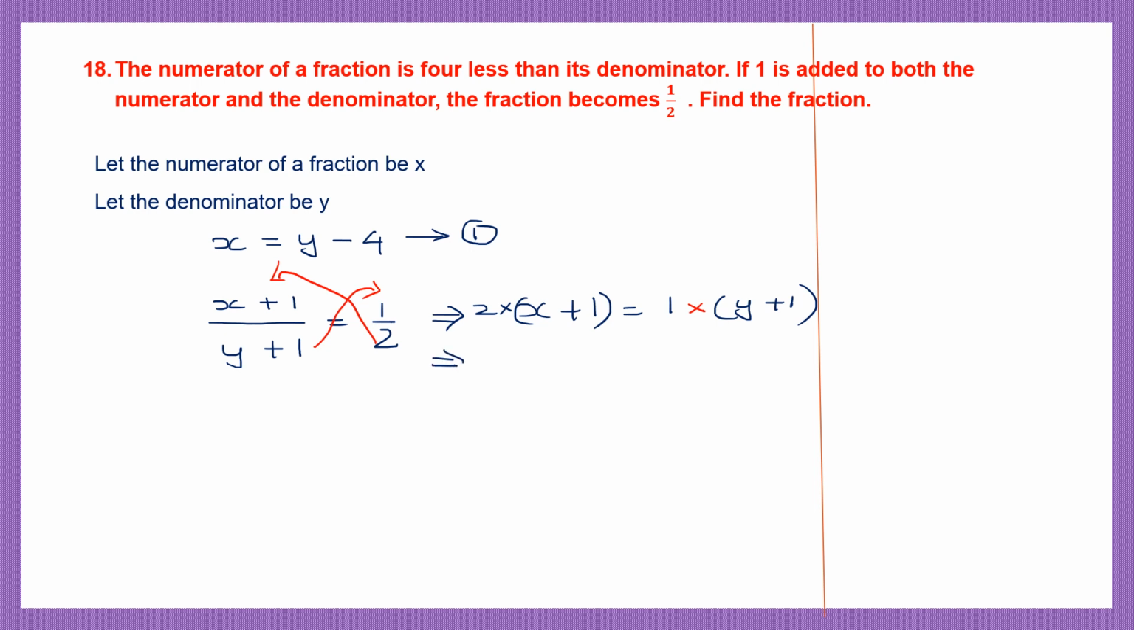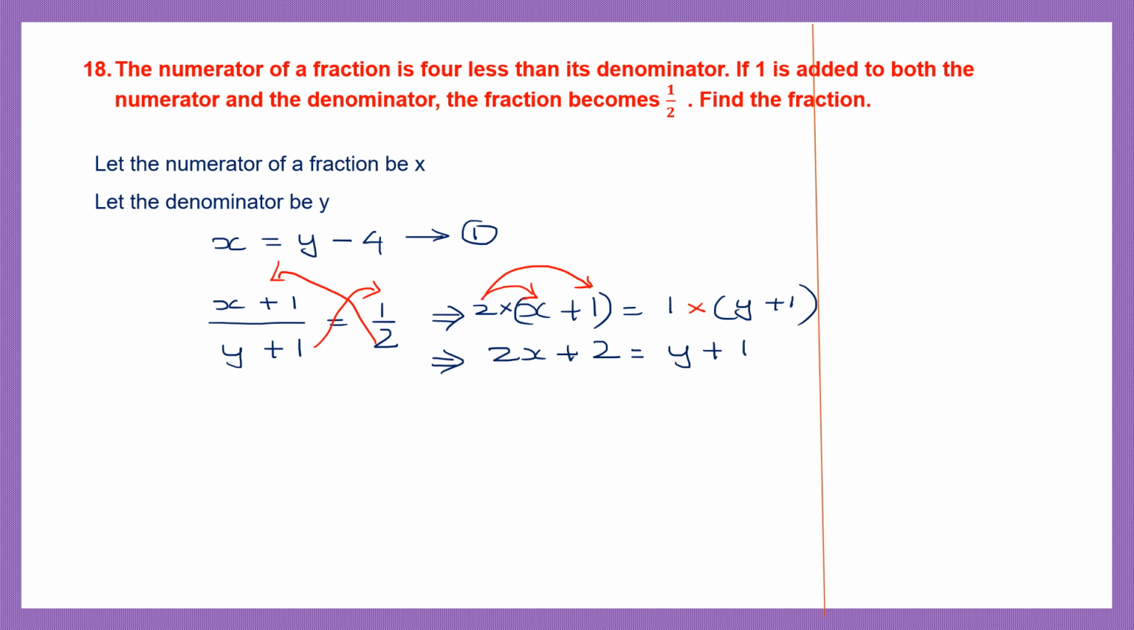So now let's open the brackets. Now first we have to do 2 into x and then we have to do 2 into 1. So 2 into x is 2x plus 2 into 1 is 2. Now on the other side we have 1 into y plus 1. So 1 into anything will give us back the same thing. So 2x plus 2 equals y plus 1.